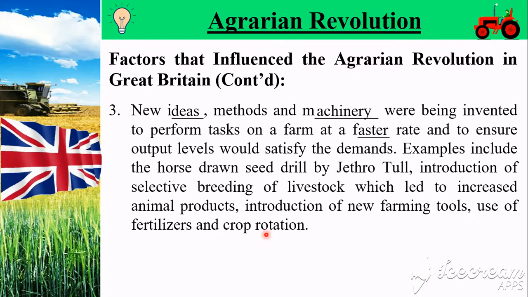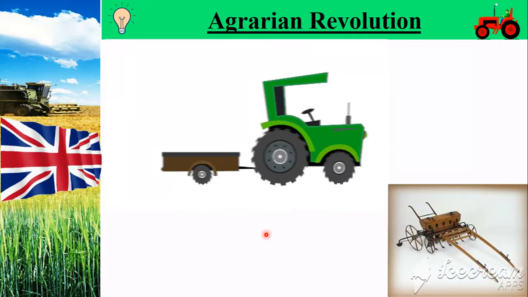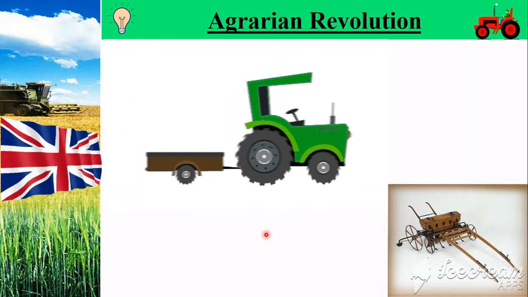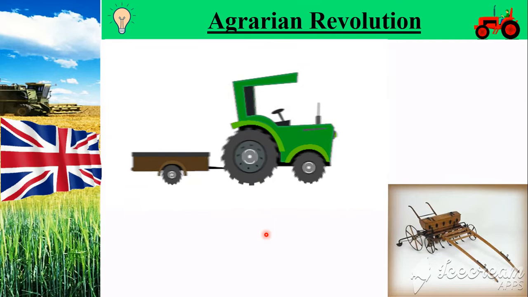So when I speak of selective breeding, I speak about selecting the best set of animals to reproduce so that at the end of the day you can get the best results. Right? There was an introduction of more complex tools that could perform more tasks, right? As well as crop rotation, meaning that they would not just use one crop. They would cultivate more than one crop and rotate them at different times of the year so that at the end of the day they can make enough crops. Alright? So at the end of the day, it's all about making the work faster and getting more goods to feed the population.